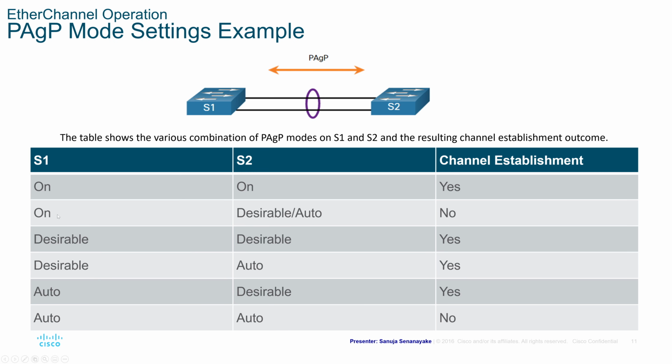If switch 1 is on and the other side is set to desirable or auto, it will not create the channel. If switch 1 is desirable and switch 2 is desirable, yes, it will create the channel. If one side is desirable and the other side is auto, it will create it. Same here, just switched around: one side is desirable, one side is auto, it will. But if both sides are auto, it will not create it. If both sides are on, yes, but if both sides are auto, no, it does not create it.